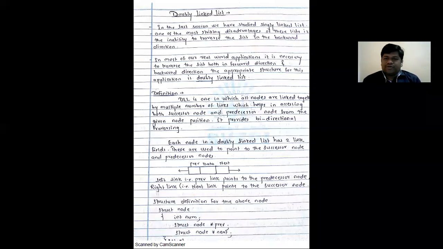In a singly linked list, if you want to traverse from left to right, you are able to traverse, right? Now suppose I want to traverse from right to left. Is it possible in a singly linked list? No, sir. Right. Now can I say this is the shortcoming or drawback of a singly linked list? Yes, sir. This is the disadvantage of a singly linked list. One of the most striking disadvantages of this list is the inability to traverse the list in the backward direction.